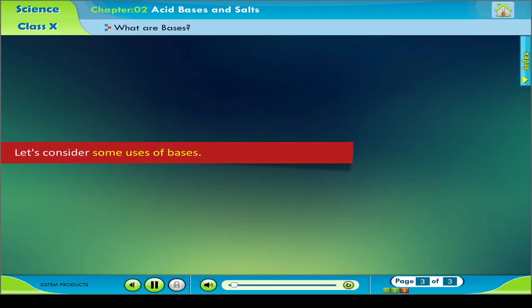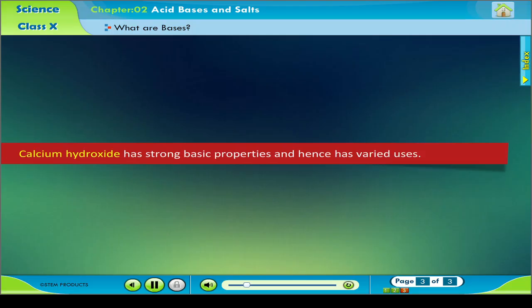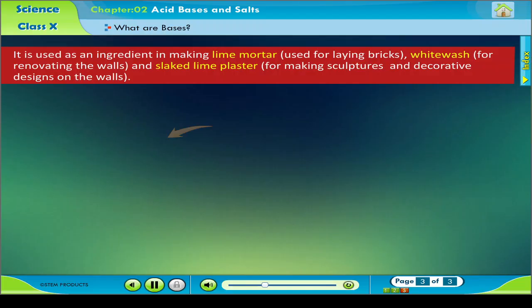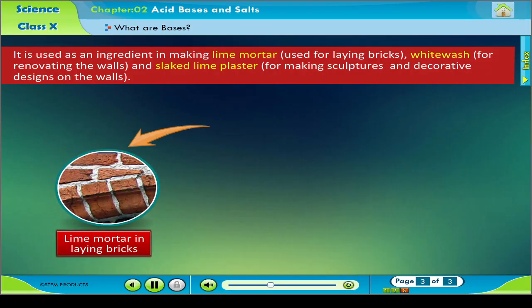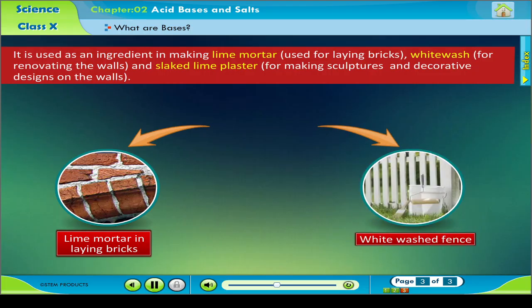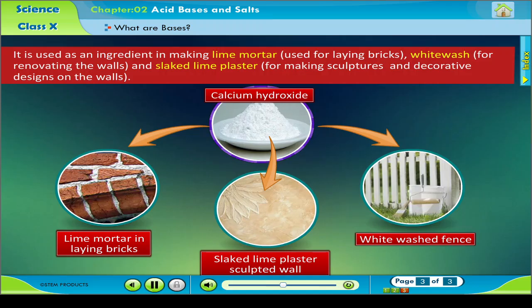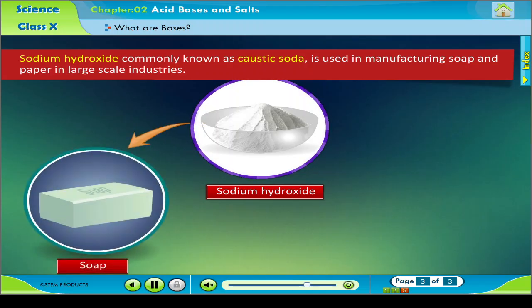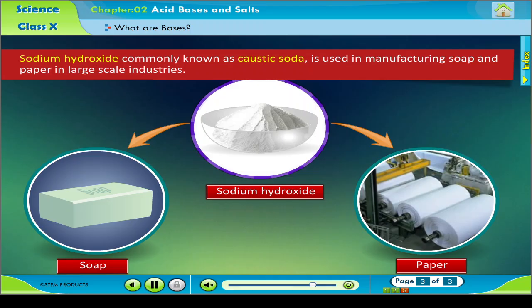Let's consider some uses of bases. Calcium hydroxide has strong basic properties and hence has varied uses. It is used as an ingredient in making lime mortar, used for laying bricks, whitewash for renovating the walls, and slaked lime plaster for making sculptures and decorative designs on the walls. Sodium hydroxide, commonly known as caustic soda, is used in manufacturing soap and paper in large-scale industries.